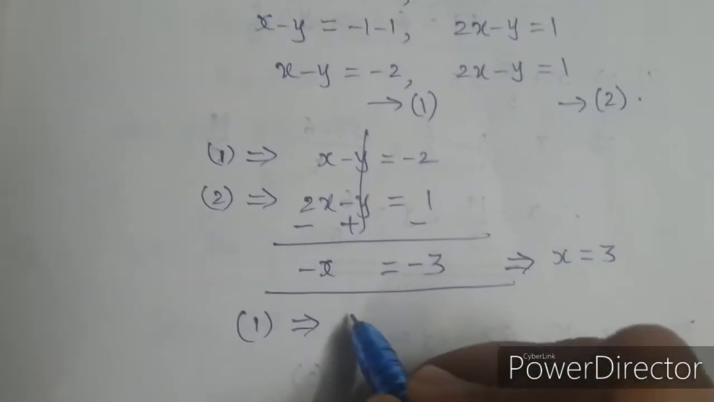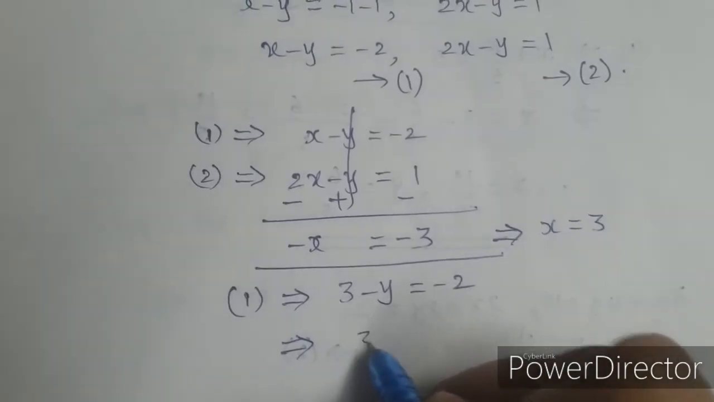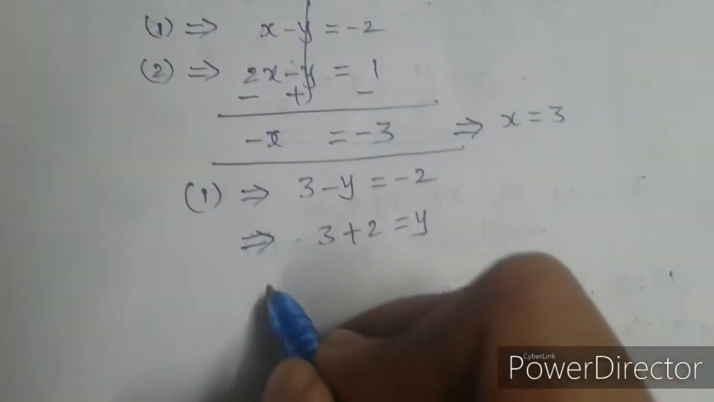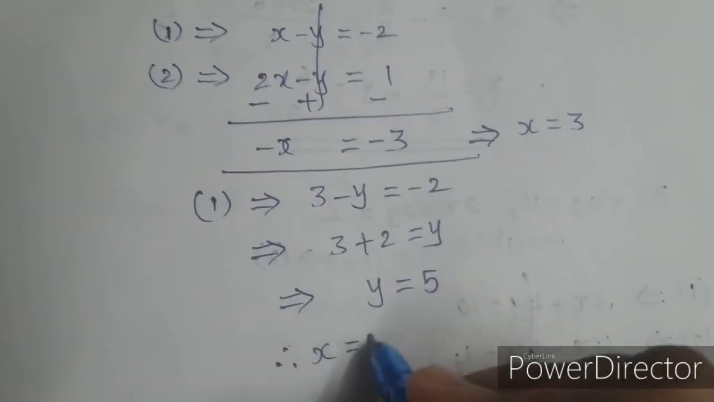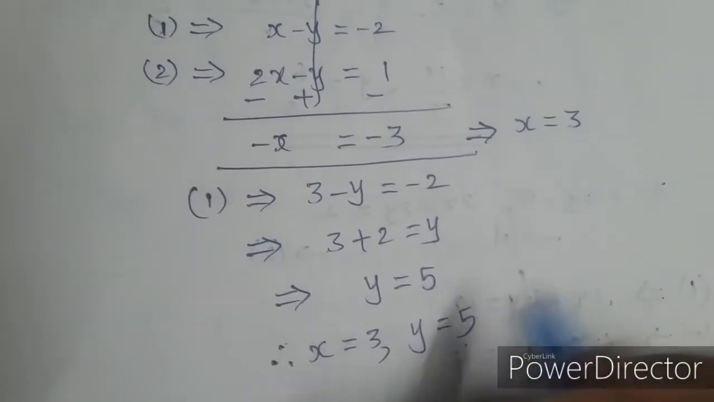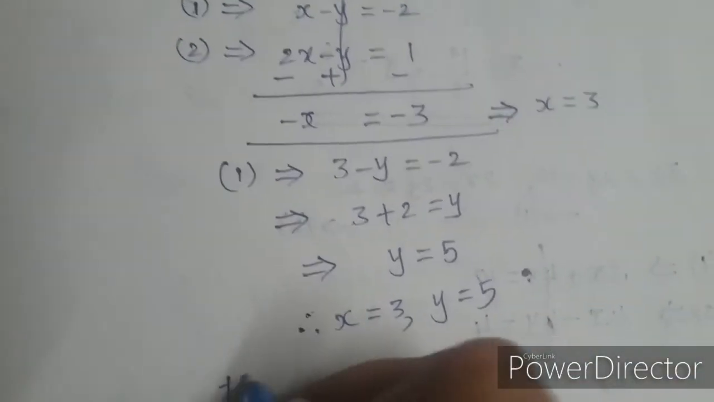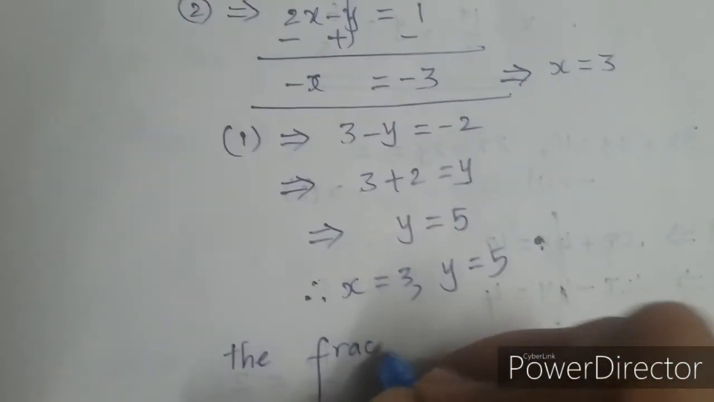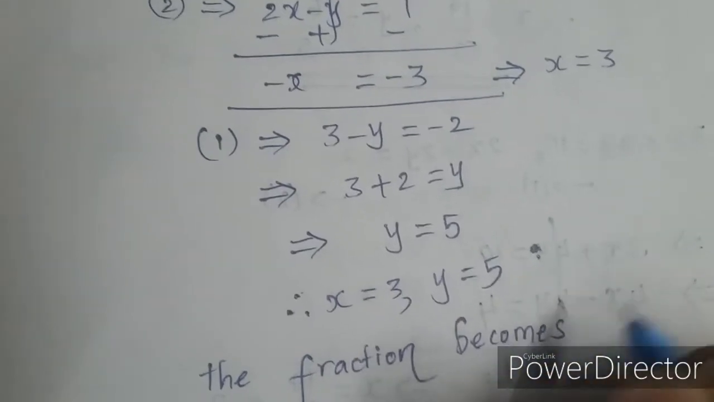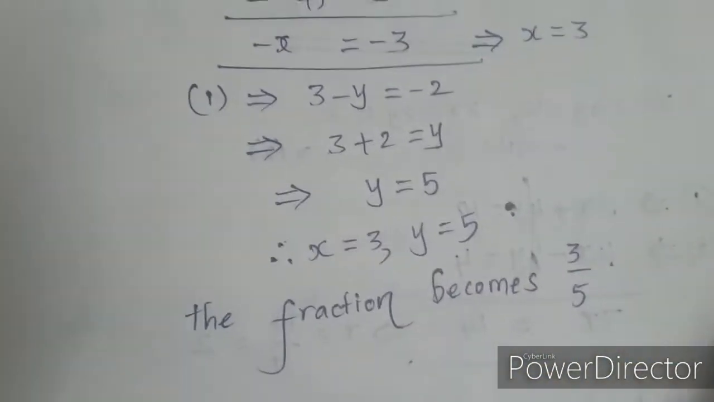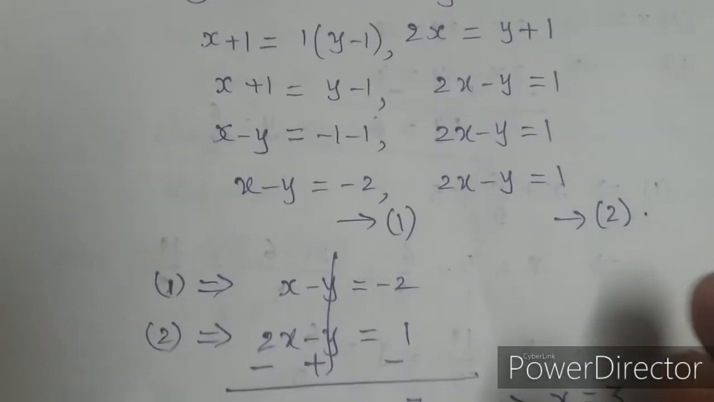So equation 1 implies 3 minus y is equal to minus 2. Putting the x value in this, 3 plus 2 is equal to y, and from this y is equal to 5. Therefore x is equal to 3 and y is equal to 5. The fraction becomes 3 by 5.